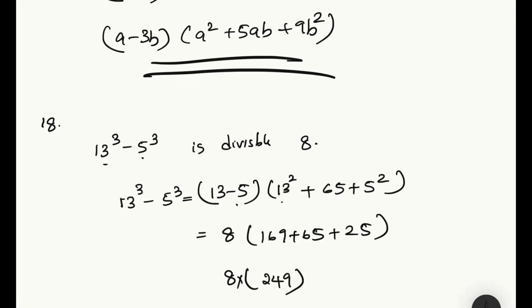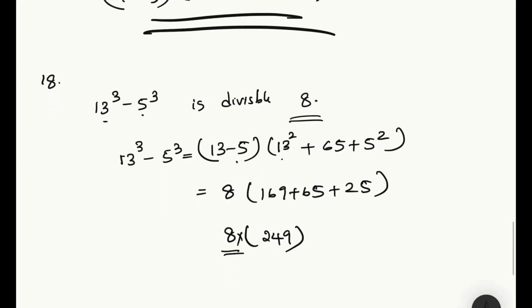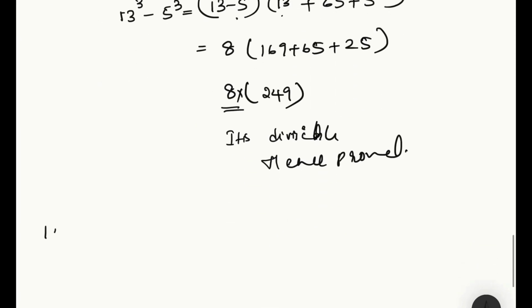Okay, 8 into 249. 8 into any number means it should be surely divisible by 8. So the answer is, it is divisible. Okay, hence proved. Divisible, hence proved. Hope it's clear, kids. Now coming to the question number 19. Similarly, we can do the 18th question.